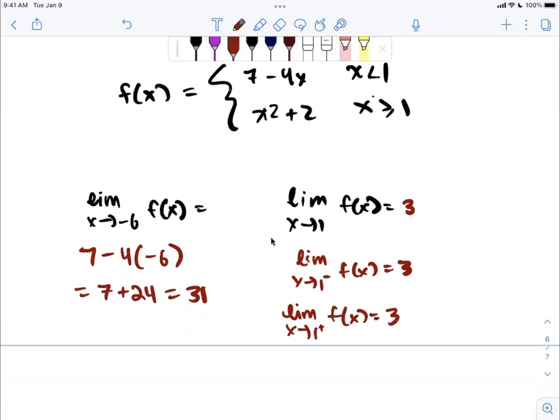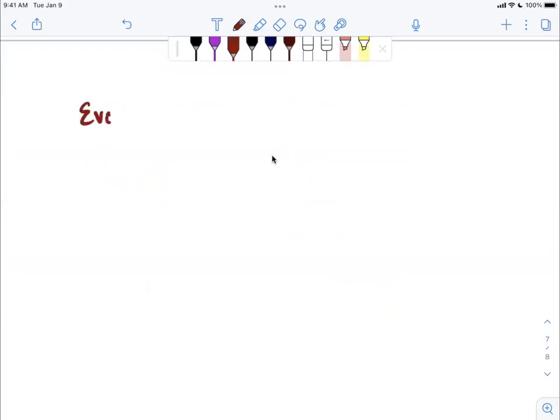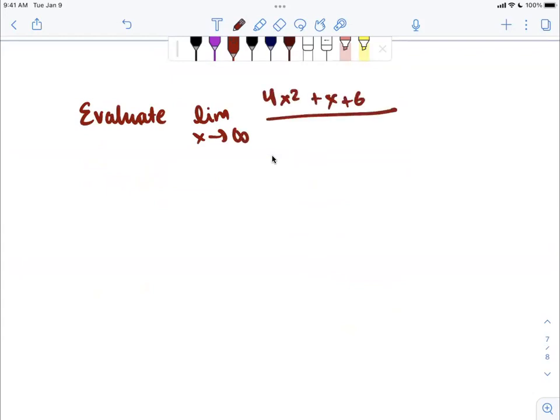So there's one more topic I want to discuss, which is an infinite limit of rational functions. So let's do one example here. So the point is to evaluate the limit as x goes to infinity of this function, 4x squared plus x plus 6 over 3x squared plus 1. Again, I'll pause for a moment so that you can think about it, and then we'll discuss how we would work out something like this.